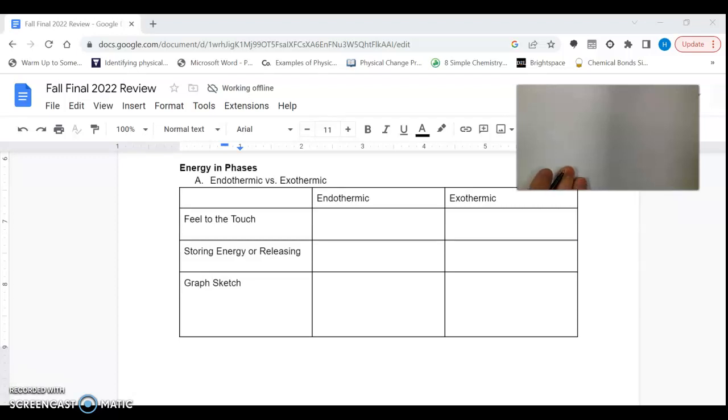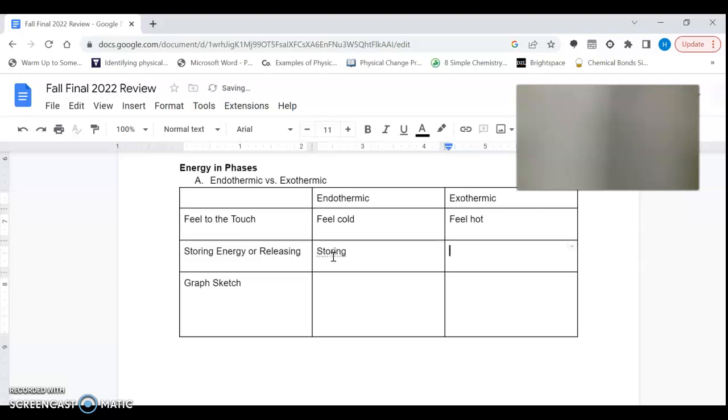All right, y'all, so we are talking about energy in phases here, starting off with endothermic and exothermic reactions. So endothermic and exothermic frequently refer to chemical changes. However, they can also be applied to physical changes because what we're looking at really is a storage or release of energy. So endothermic reactions feel cold. Exothermic reactions feel hot. Endothermic reactions feel cold because they're storing energy.